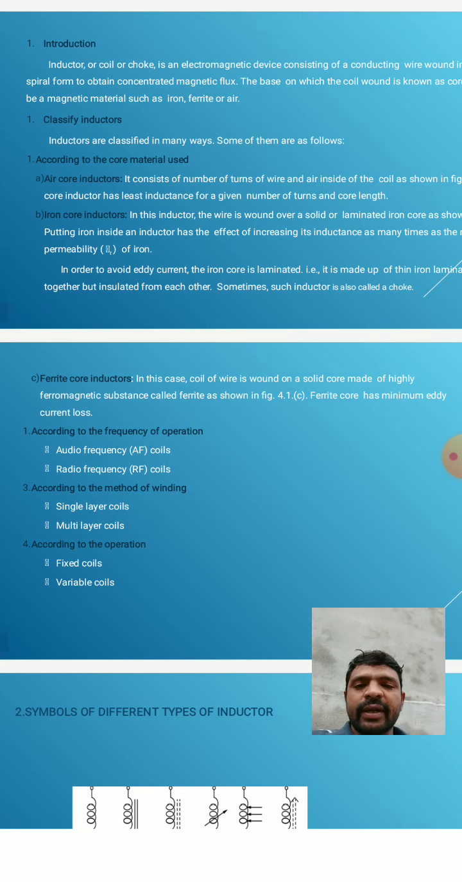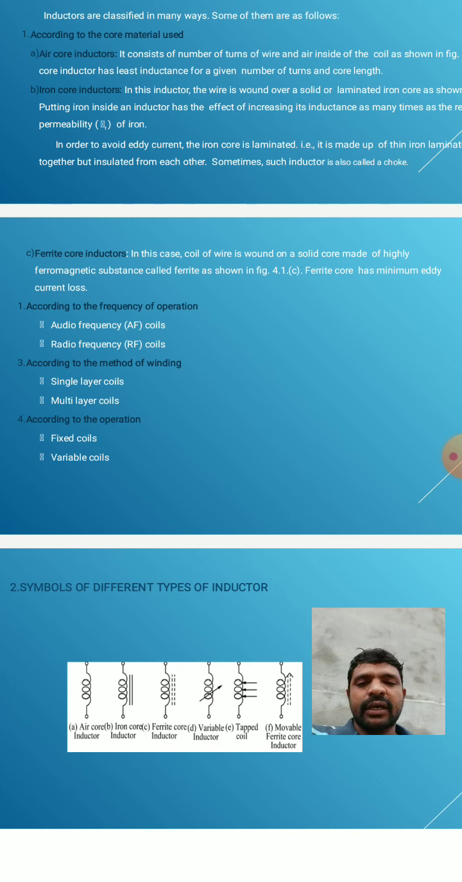Next way, according to the frequency of operation. According to the frequency of operation, inductors are classified into two types: audio frequency coils, called AF coils, and radio frequency coils, RF coils. Next, according to the method of winding, inductors are classified into two ways: single layer coils and multi-layer coils.